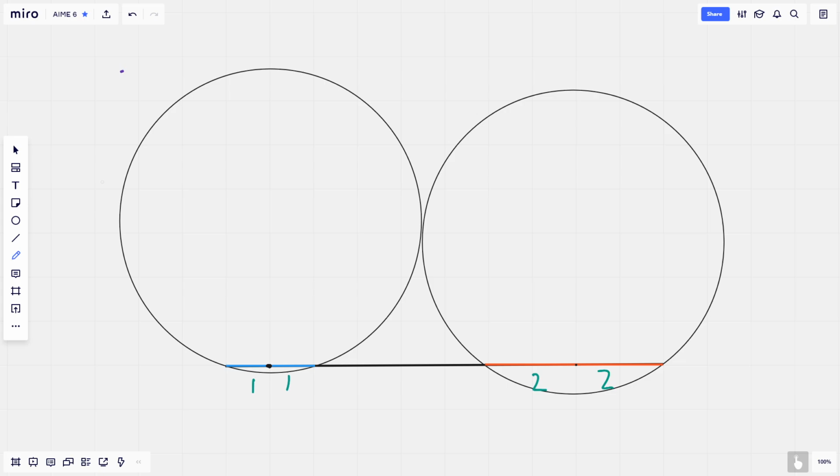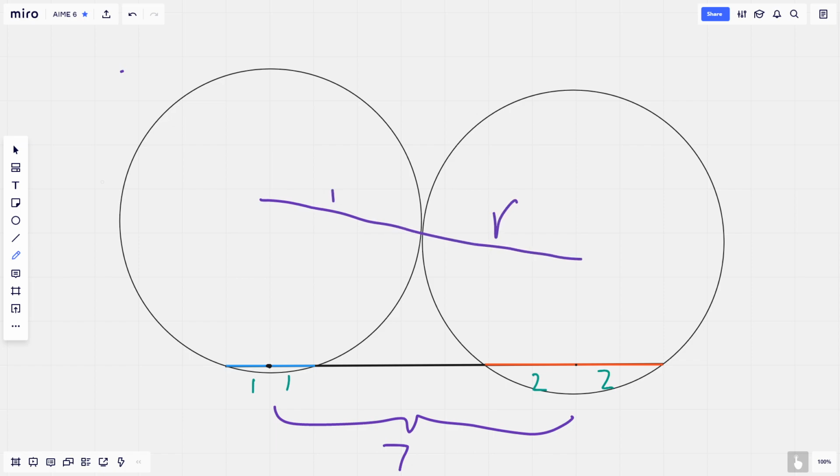So this distance right here is going to be 7. The radius of the spheres is equal, so we can label each one as r and r. And we know that they're tangent to each other, which is why we connected them in the first place. Now we can start to connect some other points.